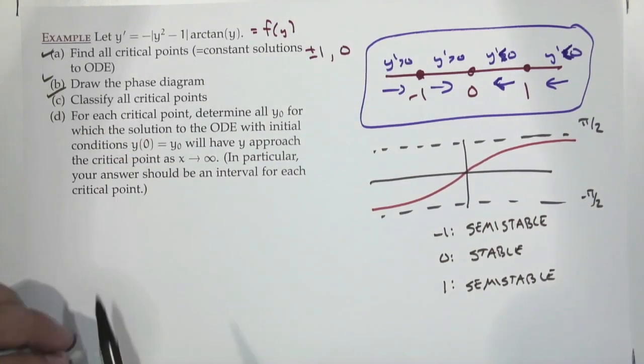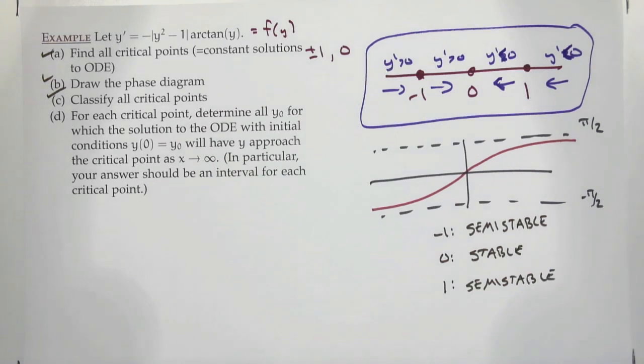Boom, boom, boom. Okay, now, for each critical point, determine all the initial choices for y, for which the solution to the ODE will, with your initial condition y of 0 equals y naught, have y approach the critical point as x goes to infinity. Wow. That's a lot to process. Okay, what is this saying?